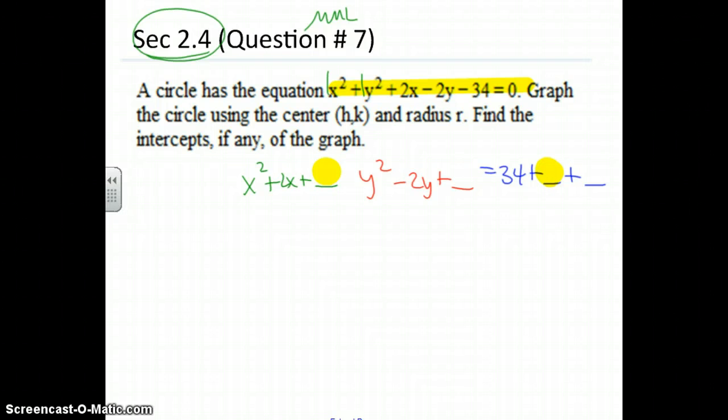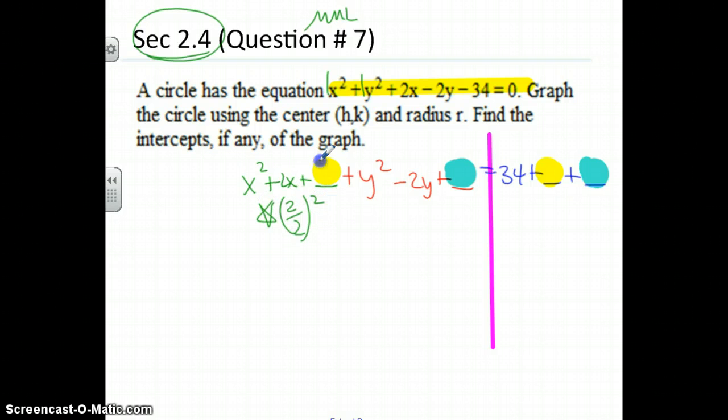And whatever I add to this left side over here in blue, I'll have to add to this side because it's an equation. And the equation states whatever I do to one side, I'll have to do to the other side. All right, so to complete the square, we're going to take half of the middle term. In this case, half of 2 is 1.